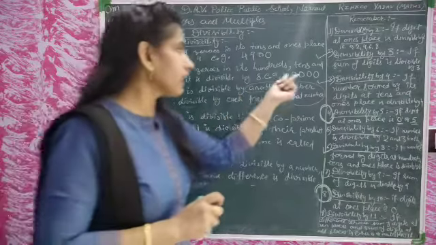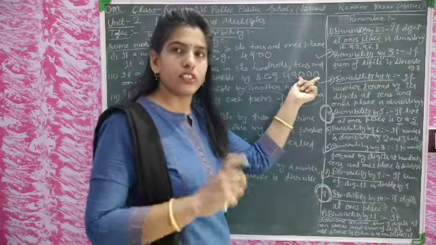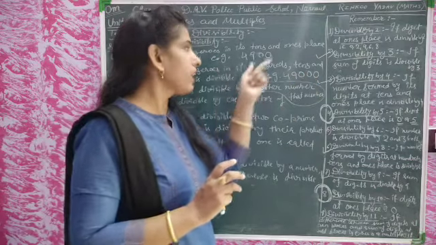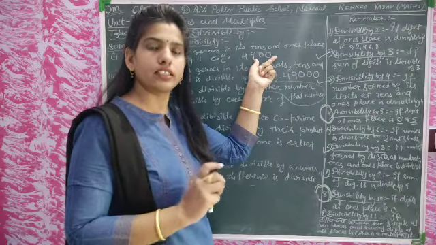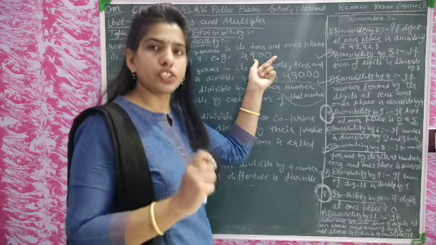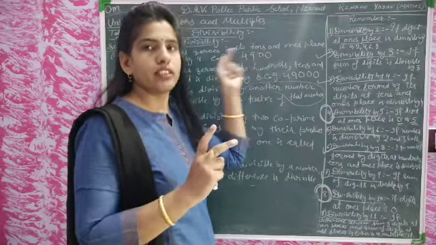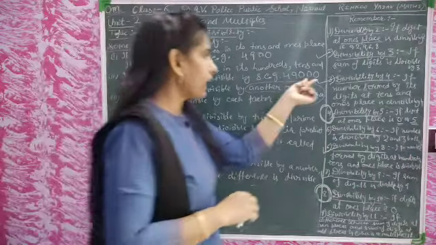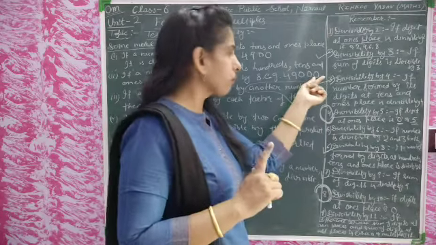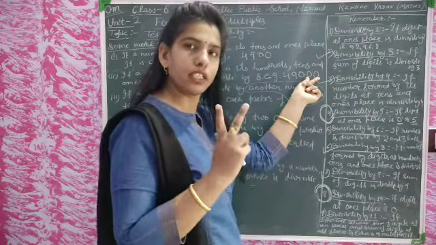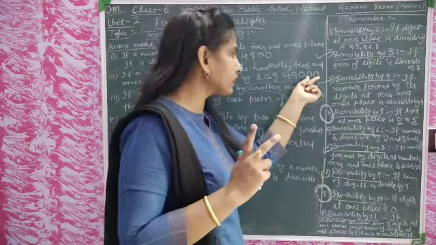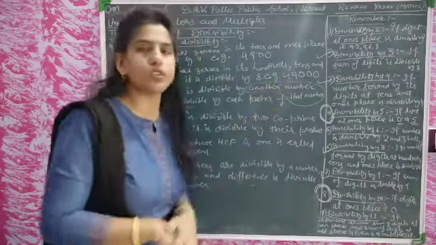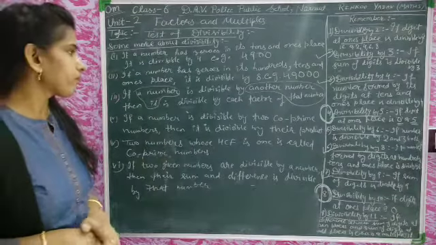Is it clear, students? If the last three digits are zeros, then this number is divisible by 8. And if the last two digits are zeros, then this number is divisible by 4. Is it clear, students? This number is also divisible by 4 because the last 2 digits are 0. It means if the last 2 digits are 0, then it is divisible by 4.